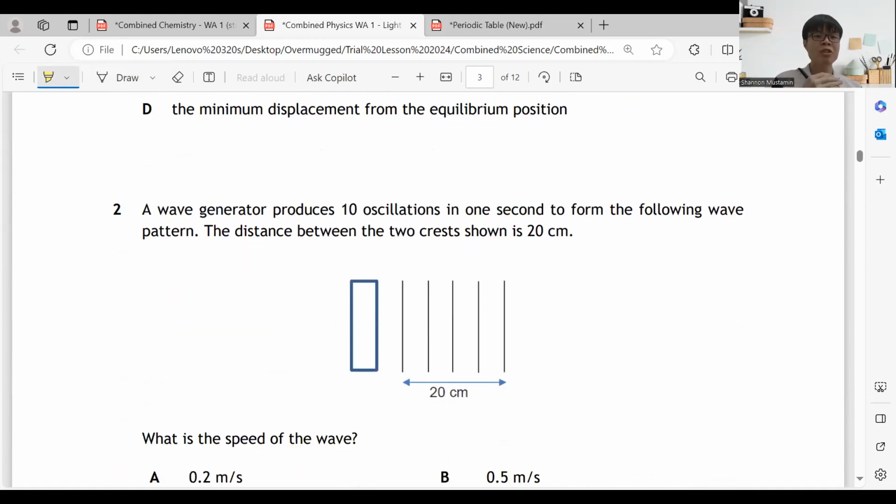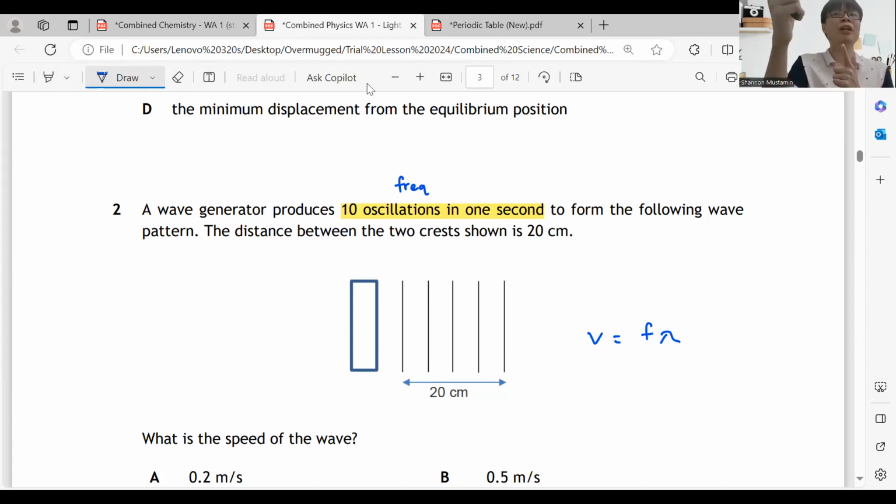A wave generator produces 10 oscillations of wave in 1 second. The distance between the two crests shown is 20 cm. The exam is going to give you extract information like this, but are you able to extract the information and get what you need for calculation? Usually, it's just this formula for your wave. But what does this actually mean? 10 oscillations in 1 second. This is actually your frequency, the number of waves in 1 second. Your understanding of period and frequency needs to be strong so that you can extract the information out. Frequency 10, I put here.